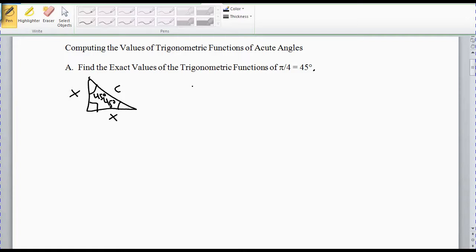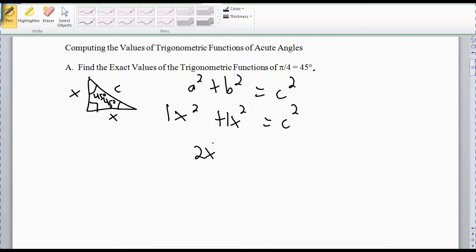And then we're going to use the Pythagorean Theorem, and if you remember that, a squared plus b squared equals c squared. Now our a and b are the legs, which are the sides adjacent to the right angle, which in this case are both x. So we now have x squared plus x squared equals c squared. And this is the same as 1x squared plus 1x squared, which is 2x squared equals c squared. What I'm really doing is trying to find a value for c.